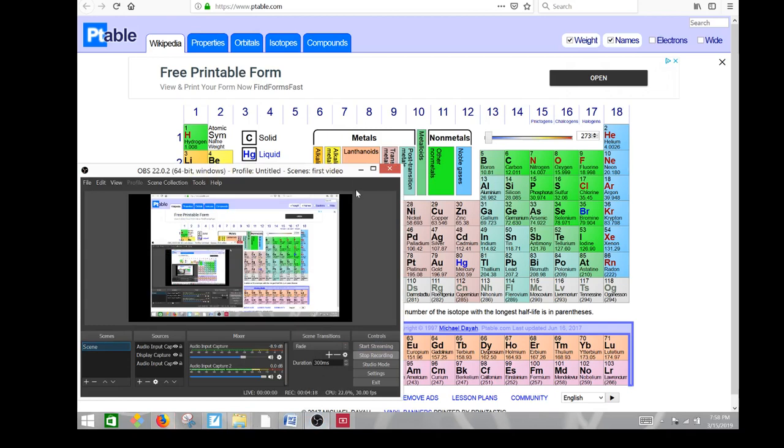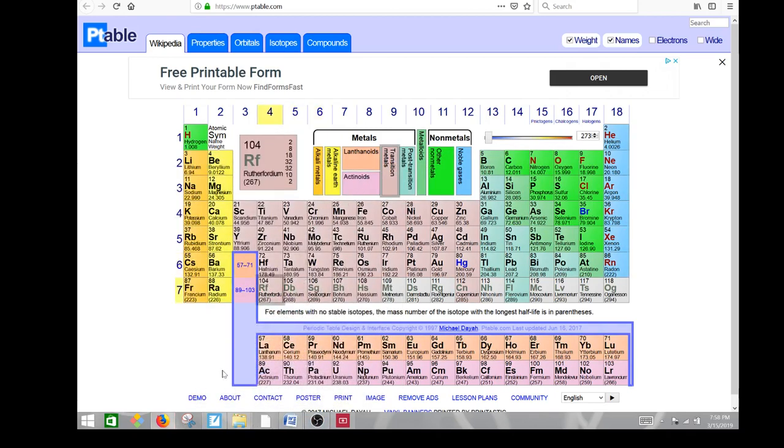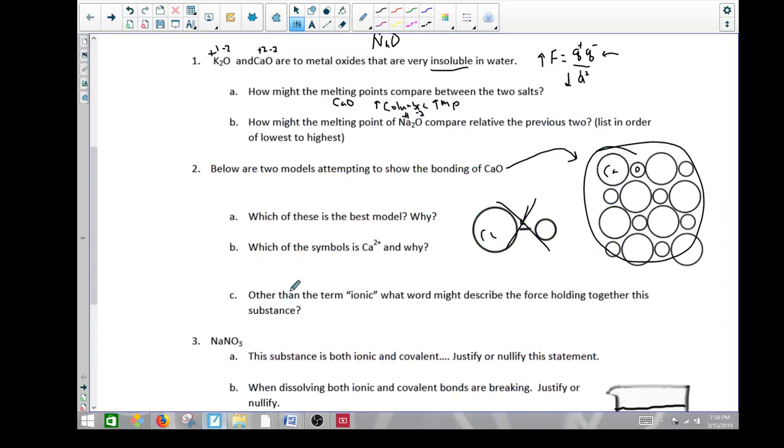Things appear to be good. Next up, the big one's calcium, the small one's oxygen. Other than the term ionic, what word might describe the force holding together this substance? Coulombic.